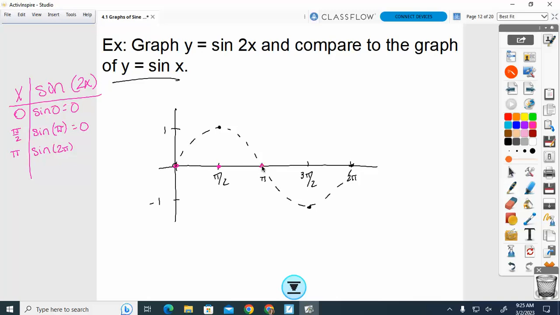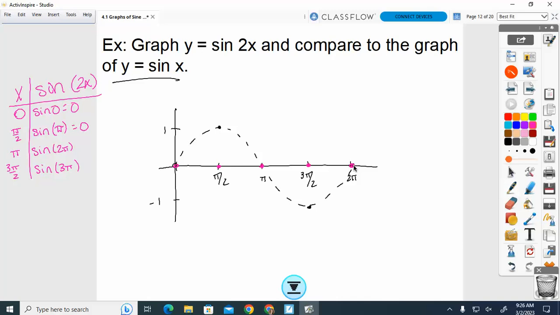If I put in 3 pi over 2, 2 times 3 pi over 2 is 3 pi. That's coterminal with pi, and sine was 0. If I put in 2 pi, 2 times 2 pi is 4 pi, and sine of 4 pi would be 0. Does this mean that it's just a flat line? Probably not. Let's try some different points.